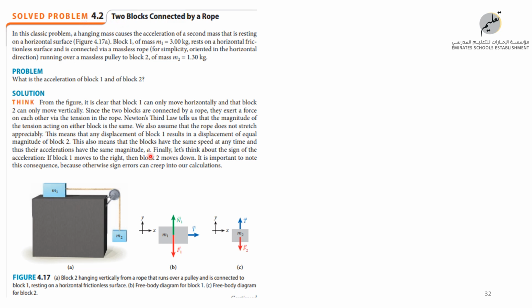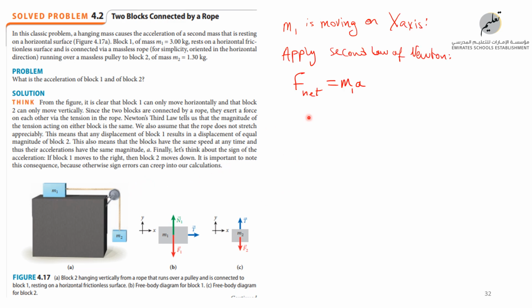Example 4.2. We have two masses: one is suspended, m2, and one is on the table, m1. Let's discuss each mass alone. For m1, what are the forces applied on m1? m1 is accelerating, and we are asking for the acceleration. So of course we apply Newton's second law, where the net force on m1 is equal to m1a.